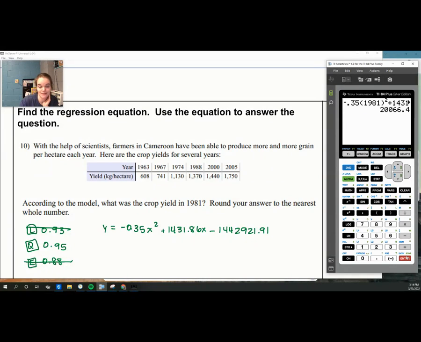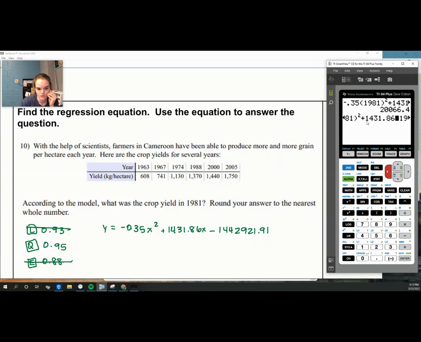Okay, I feel like I did mess up. And here's how I know I messed up. Do you see how I got 20,000 and I'm looking at 1981? That doesn't make any sense. That means I definitely messed up. So I'm going to go back up here and see where I messed up. If I don't notice where, I might have to go back and look at the equation, make sure I wrote it correctly. It just doesn't make sense that it would be that big. So does my number match 1442921.91? Yes, it is minus.